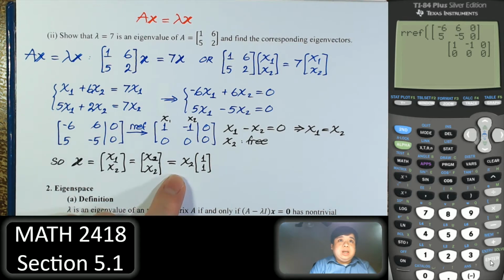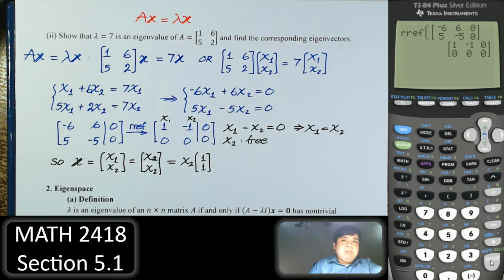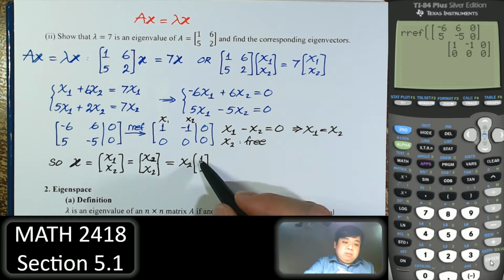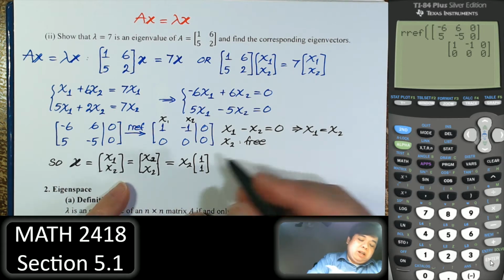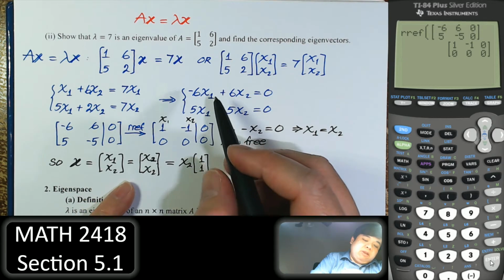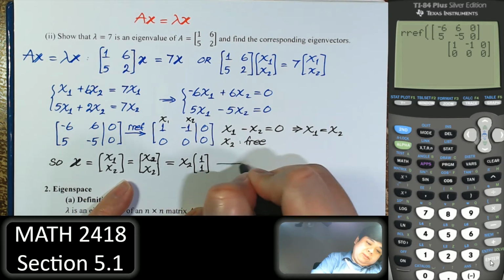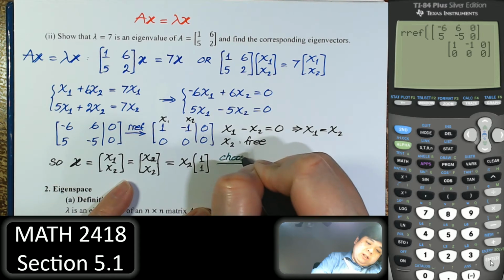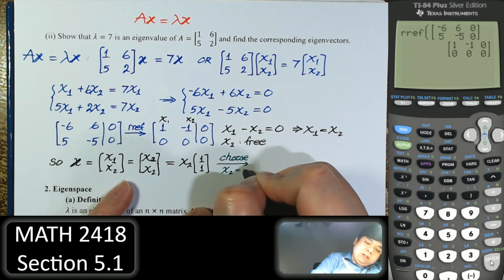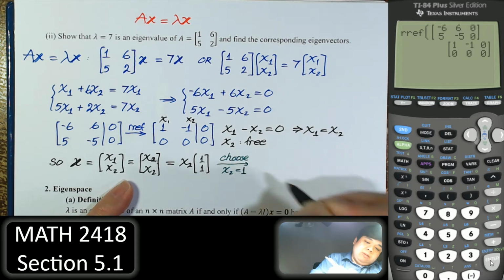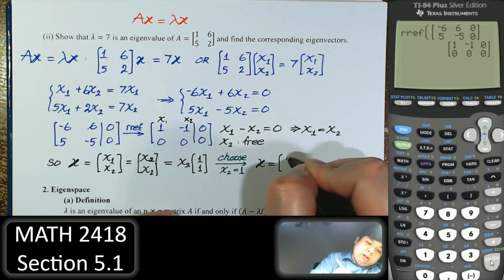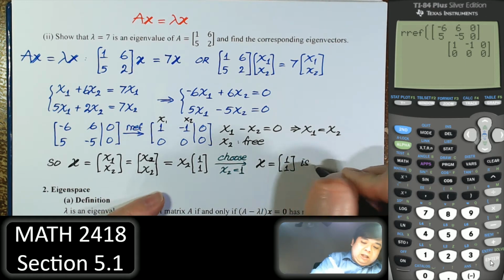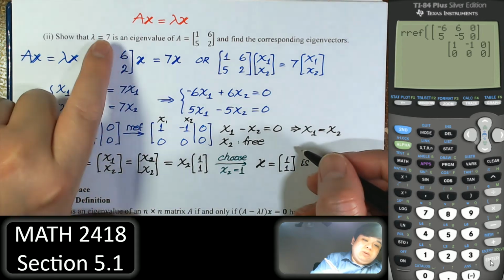However, we can choose simple values of x2. Usually we choose some number that gives us whole numbers at the lowest terms. So let's just say choose x2 to be 1, for example. In that case, we have the eigenvector equal to 1 and 1, just to make things simple. So we have x equal to 1 and 1 is an eigenvector corresponding to 7.